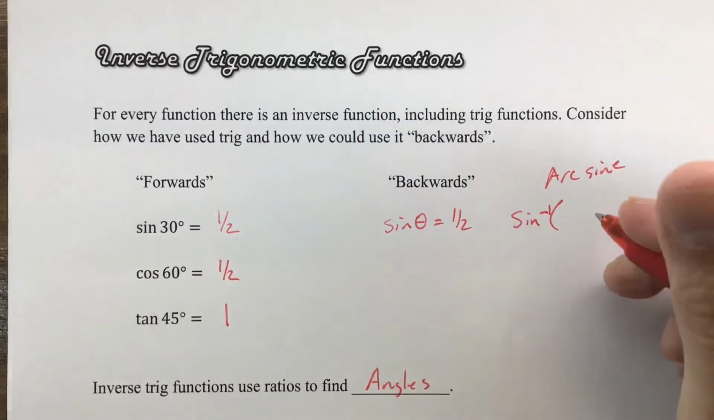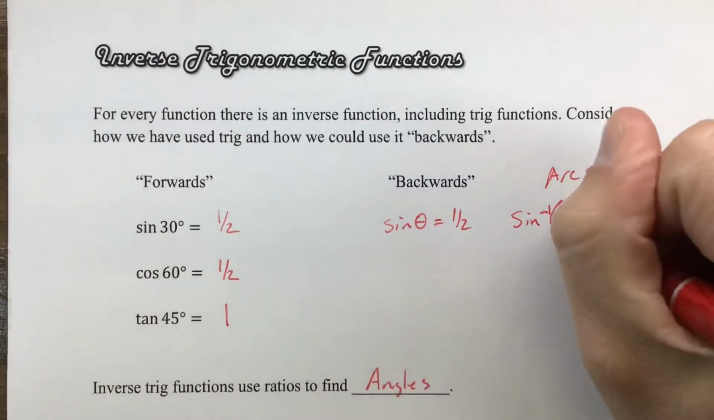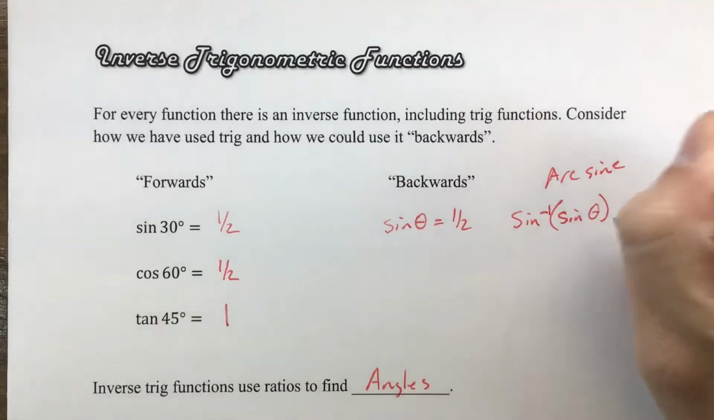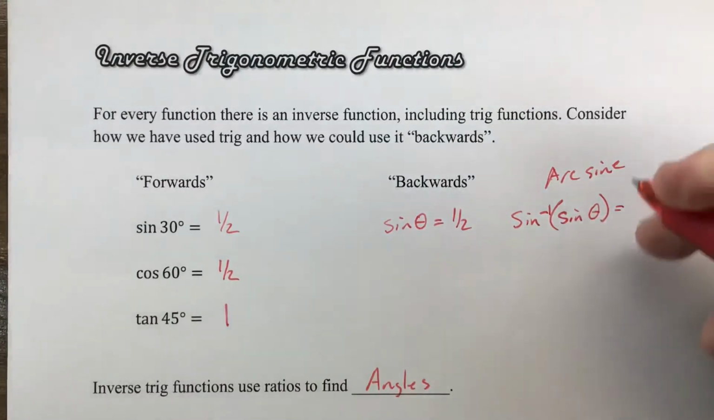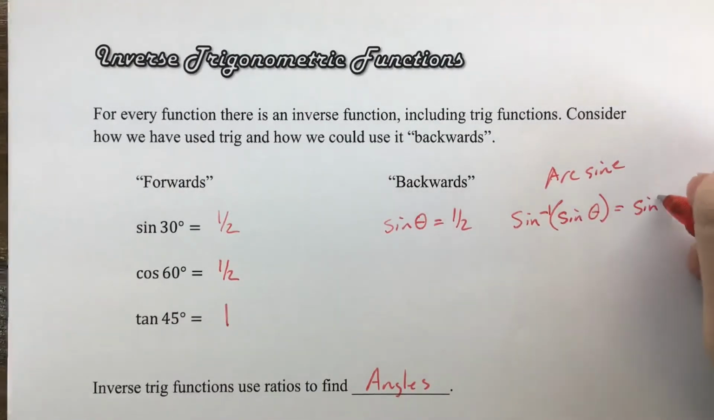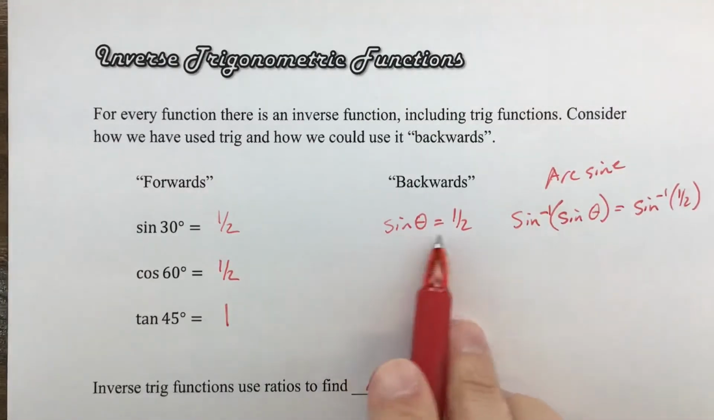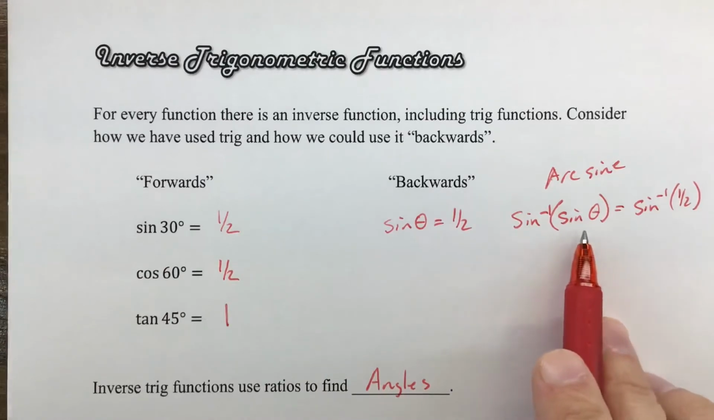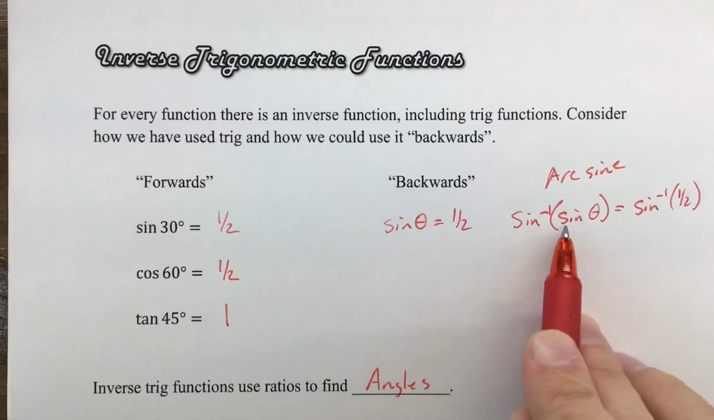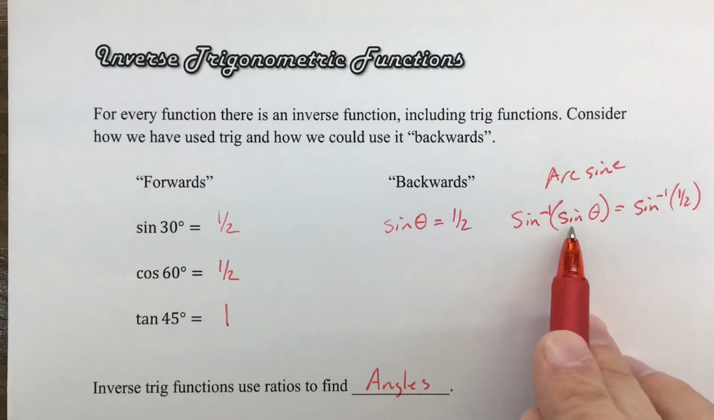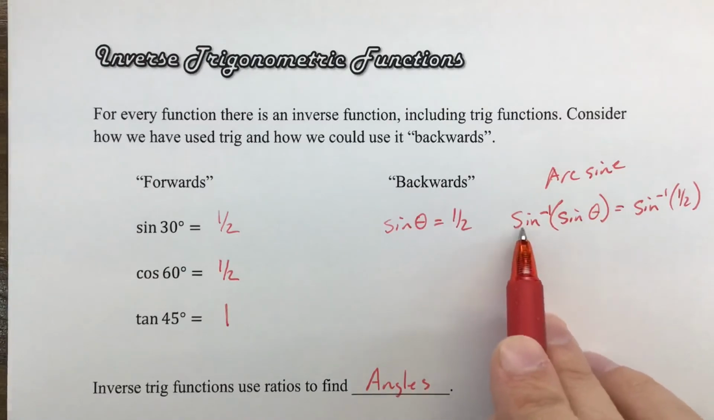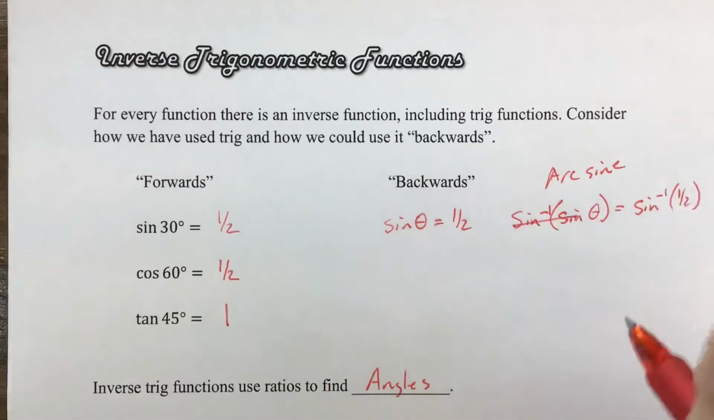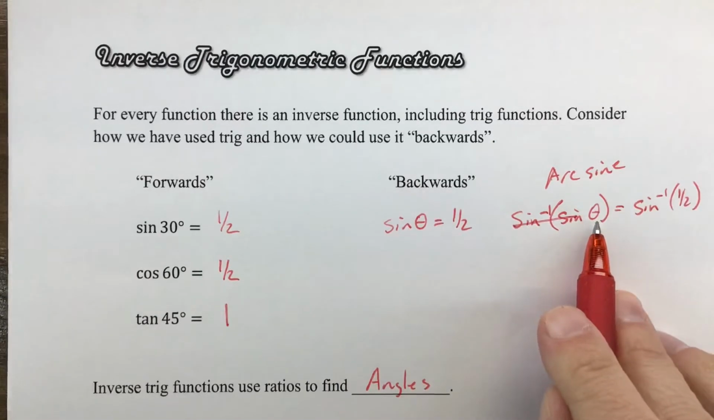We're going to use that and place the sine of theta inside of it. Likewise, on the right, we're going to use the arc sine and place the 1/2 in there. So we've taken both parts of the equation and plugged them into the arc sine or inverse sine. On this side, if you take the sine of theta, then the arc sine or inverse sine is going to undo that part, and we get the theta by itself.